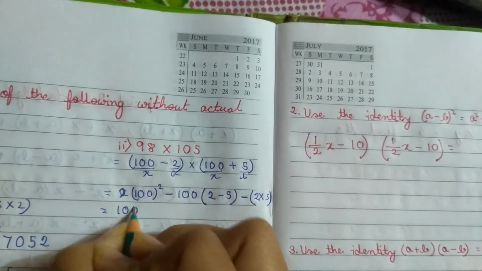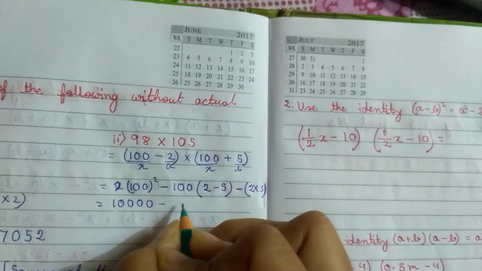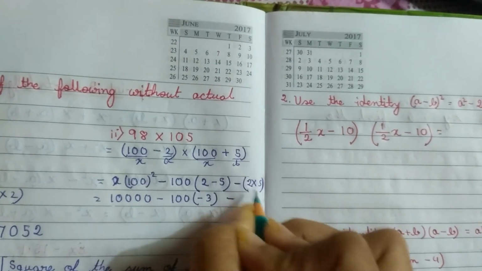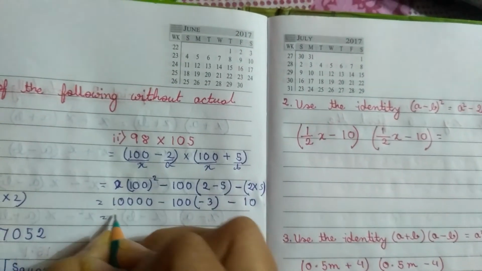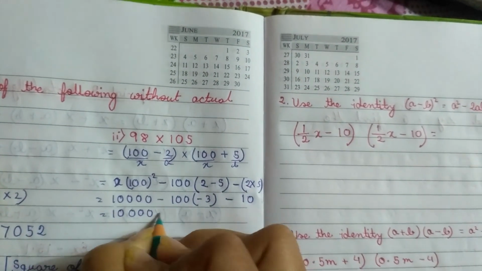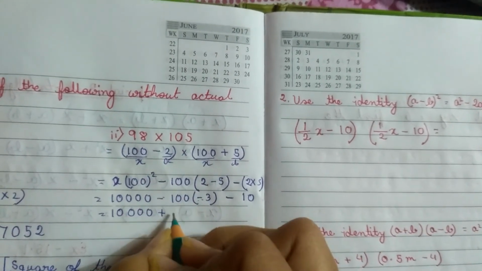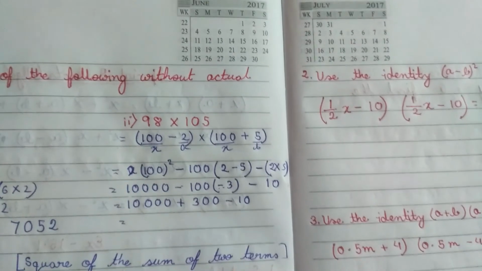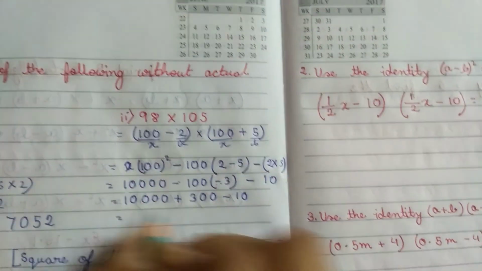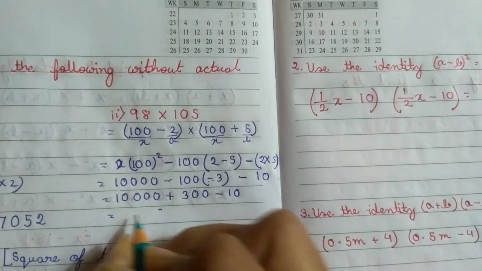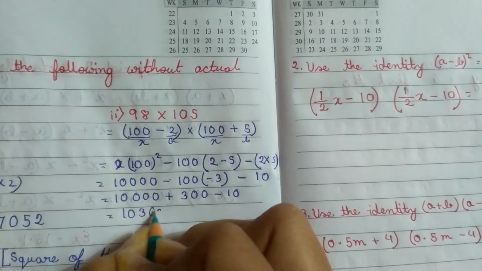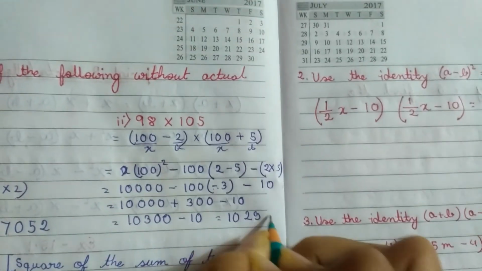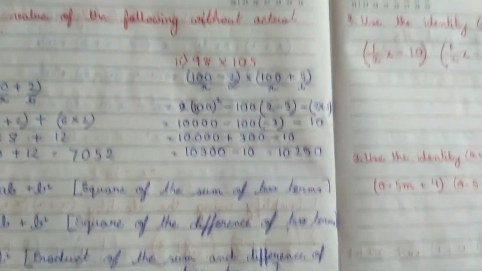Now 100 square will become 10,000. 100 into minus 3 is minus 300, and minus 2 into 5 is minus 10. Now it is 10,000 minus 300 minus 10. You have to calculate it. 10,000 minus 300 is 9700, and minus 10 will become 9690. And in this way you will get your answer.